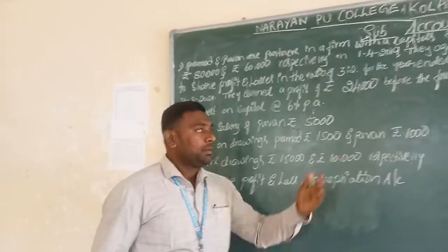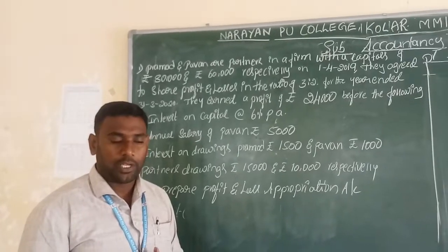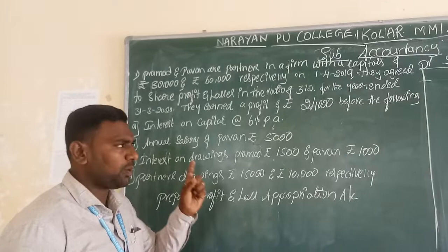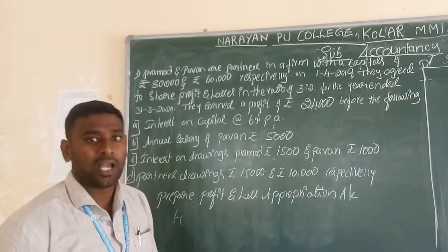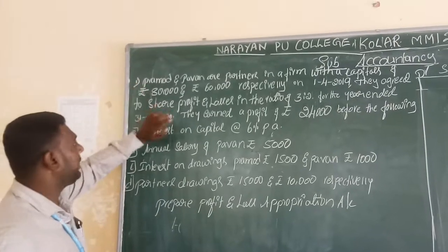So we have to see the specimen of profit and loss account, appropriation account. Now we have to make one solution about a particular question which belongs to the profit and loss appropriation account. So the question is given. First we have to read the question.